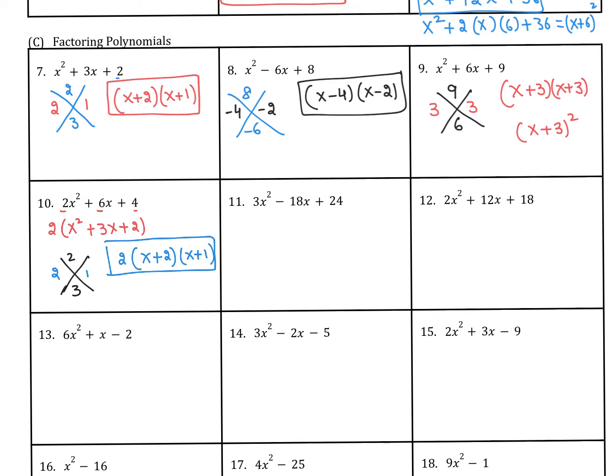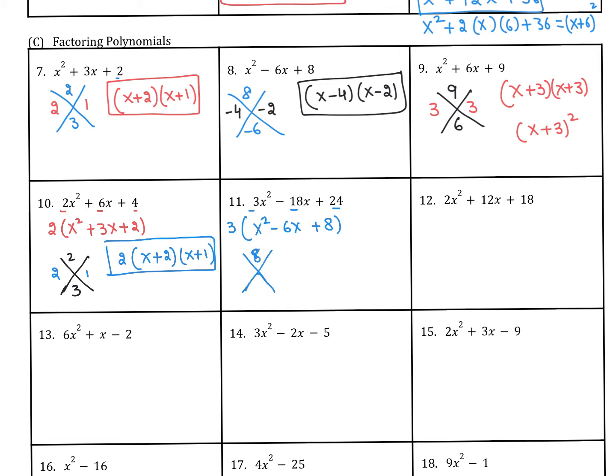Similarly, number 11, 3 is common. So if you take out the 3, inside is x squared, 18 divided by 3 is 6, 24 divided by 3 is 8. You're going to make the cross for the inner polynomial.